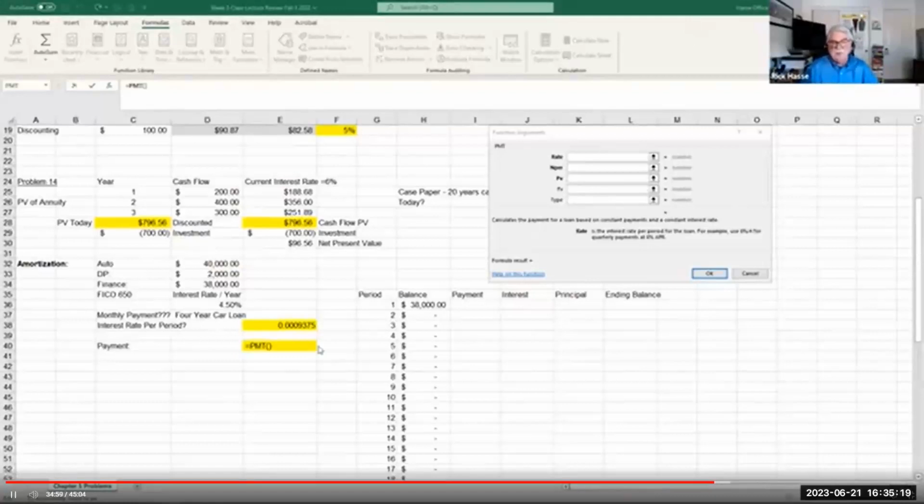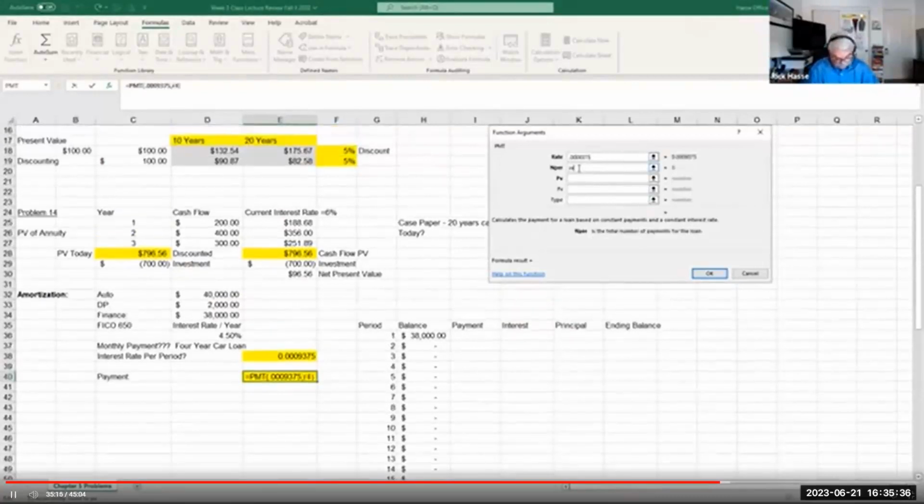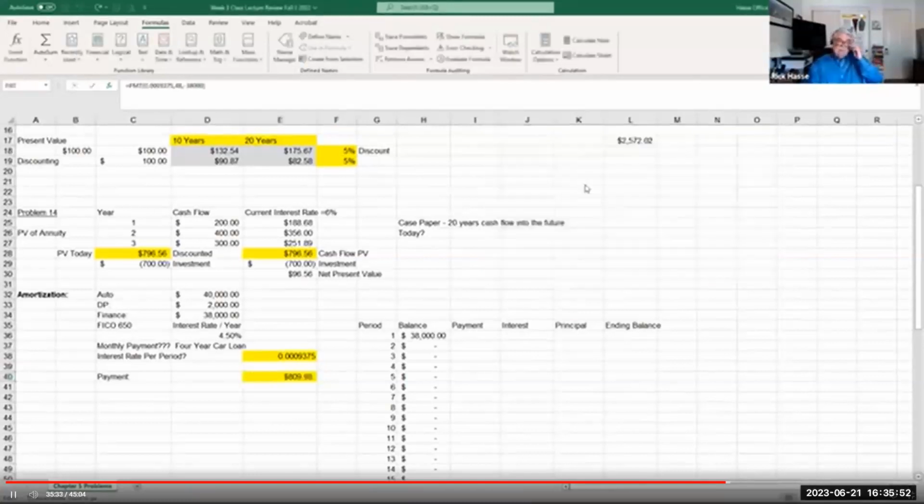So again, let's go back to it. We're determining the payment on this loan of $38,000. So again, the interest rate in decimal is 0.0009375. That's the interest rate per period. The number of periods are 48. This is where we were, 48 periods. And the present value, we're borrowing minus $38,000. There's our payment, $809.98 every month for 48 months. All right, that payment is going to determine my paying off this $38,000 loan.